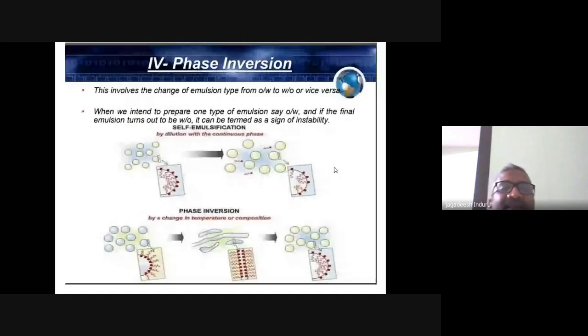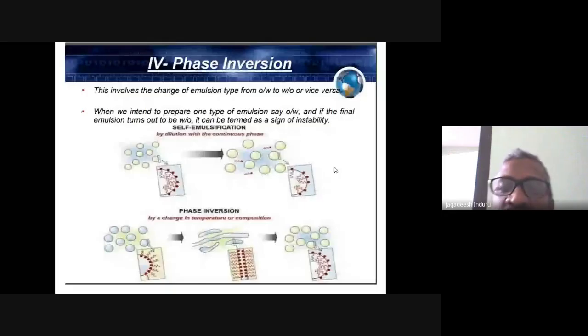What is this phase inversion? This involves a change in the emulsion type, oil to water or water to oil, depending upon the requirement. We will be having a phase inversion process. This is actually a tool to make a stable emulsion. I have already told you. When we intend to prepare one type of emulsion, say oil in water, then what will we do? We add a water-soluble emulgent, so that water will become the continuous phase.